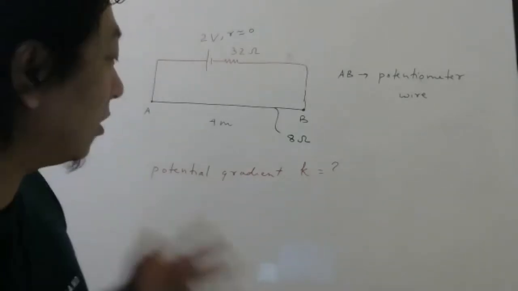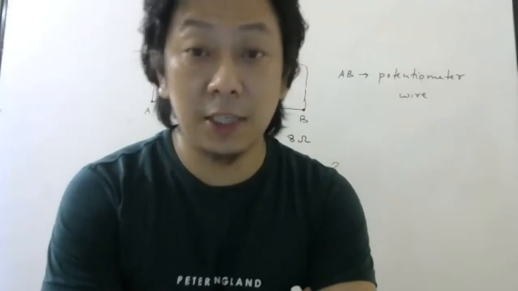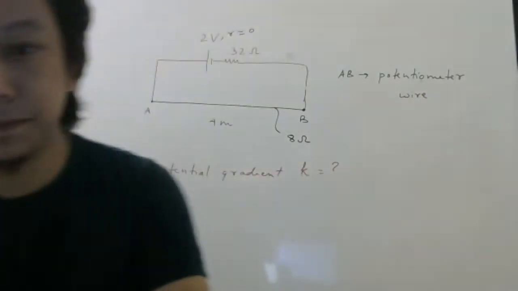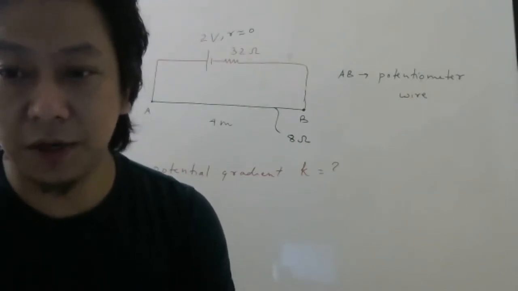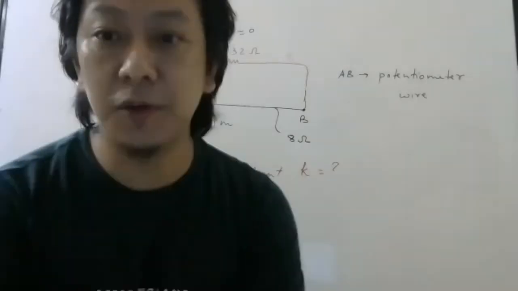What is the meaning of potential gradient? How do you define potential gradient for a wire if somebody asks for 1 mark? Don't write 1 page. It is the potential difference per unit length.